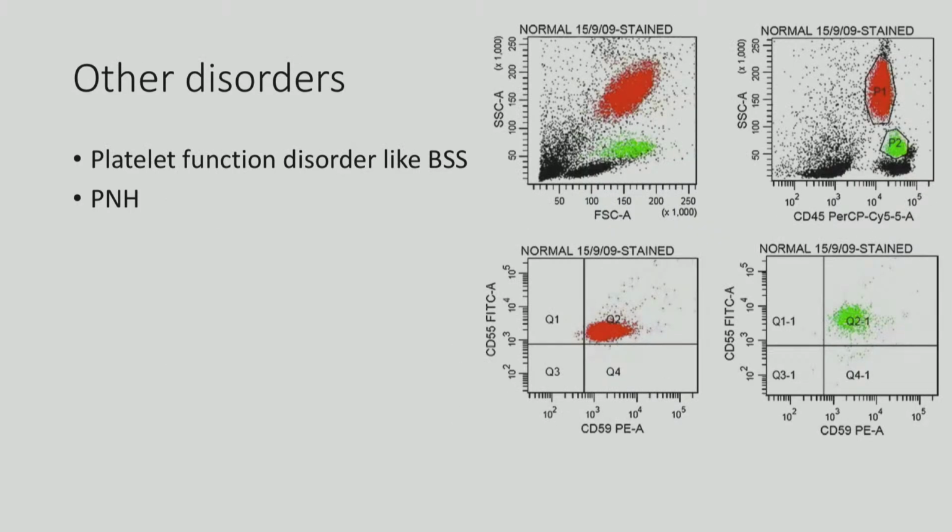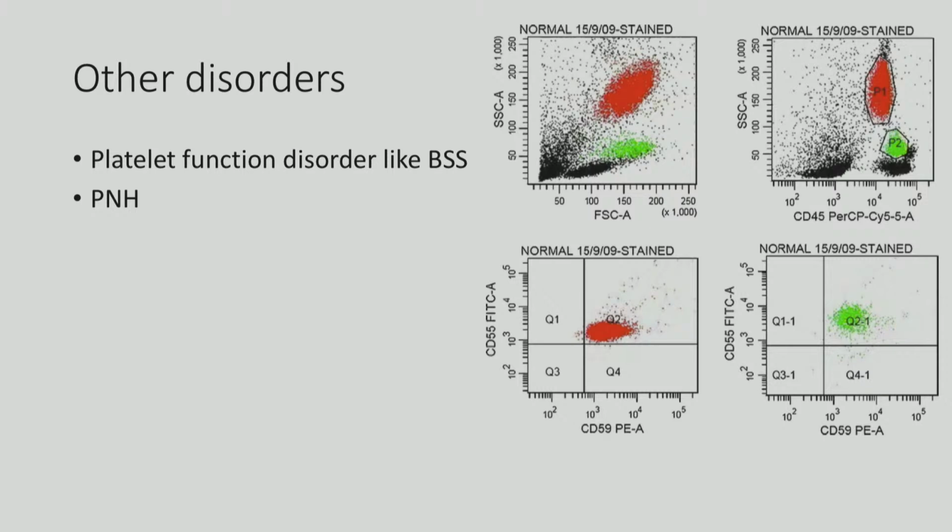Another disorder which can be diagnosed by flow cytometry is platelet function disorder. In Bernard-Soulier syndrome, flow cytometry plays a diagnostic role. When we have a patient with a bleeding phenotype, say a young female attaining menarche presenting with menorrhagia, and she is found to have giant platelets on the peripheral blood smear, we suspect Bernard-Soulier syndrome as a possibility, and we can order flow cytometry to find out the antigen which can be defective on the surface of the platelets.